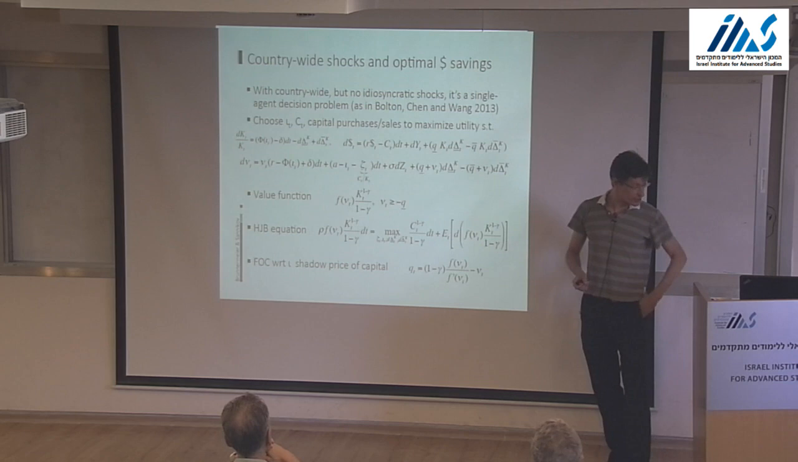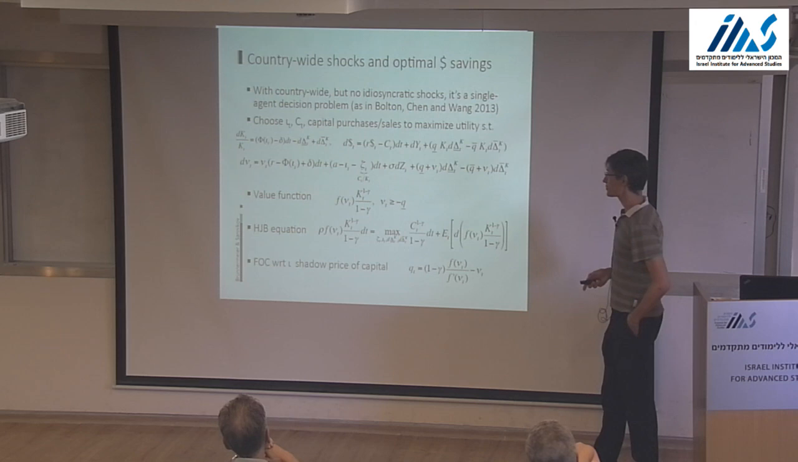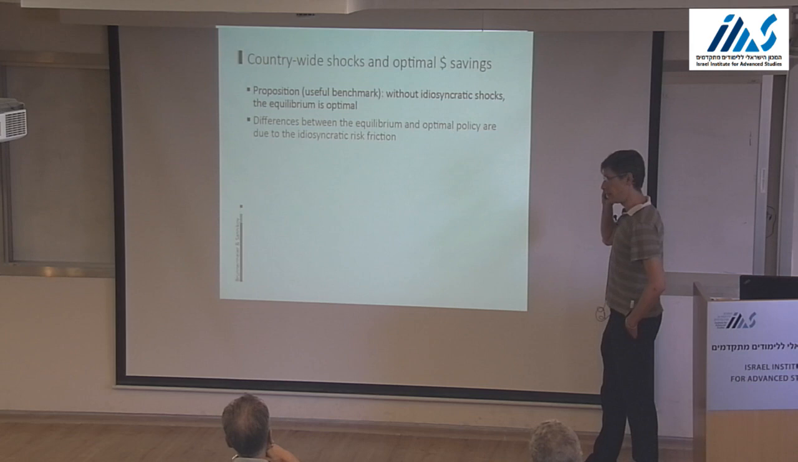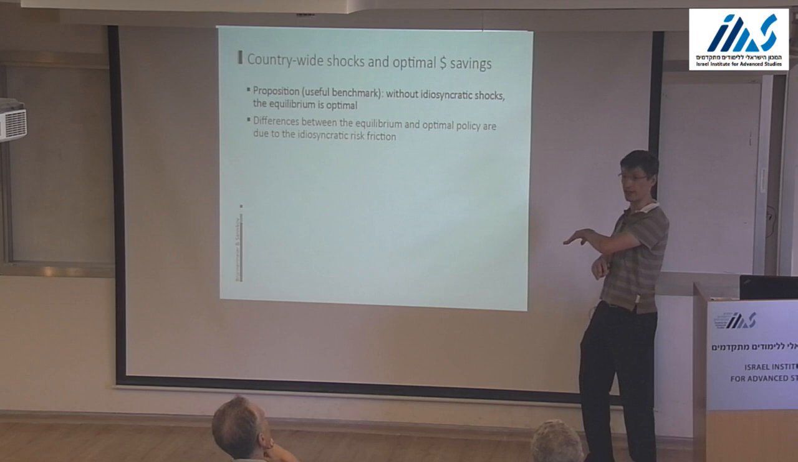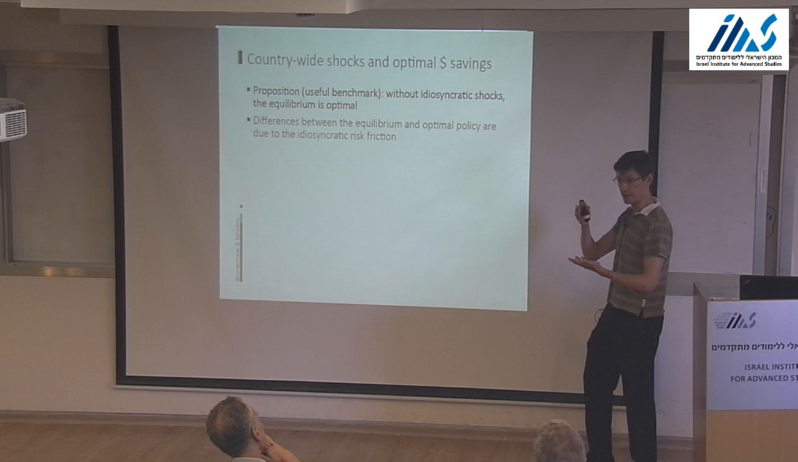Since I'm running out of time, let me just say a couple of words about some of the other things that we do. That was without aggregate shocks. With aggregate shocks, we have a result that equilibrium is efficient. Sorry, with aggregate shocks and no idiosyncratic shocks, because everybody is identical, and so individual maximization with respect to how many dollars to hold is going to be the same as a policymaker maximization.